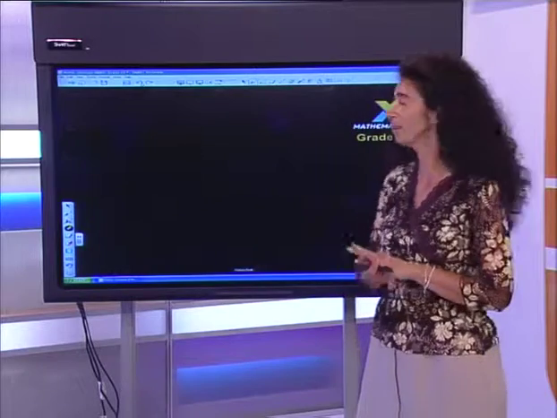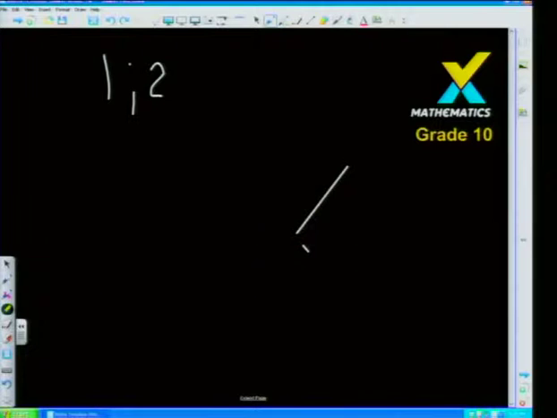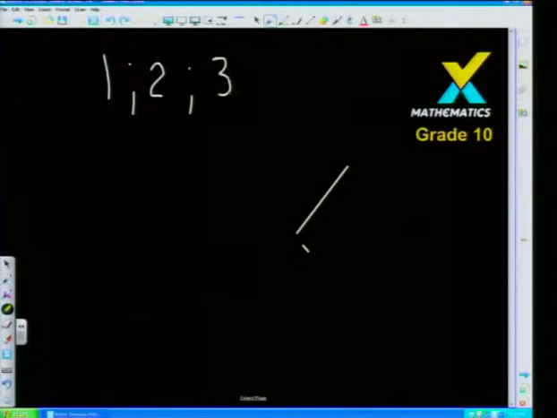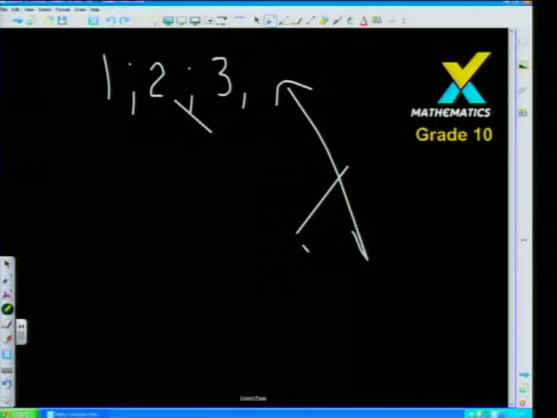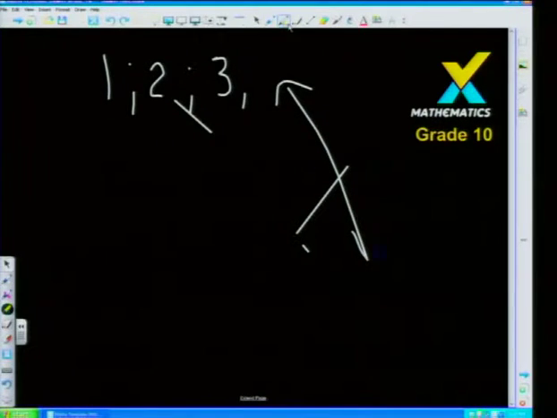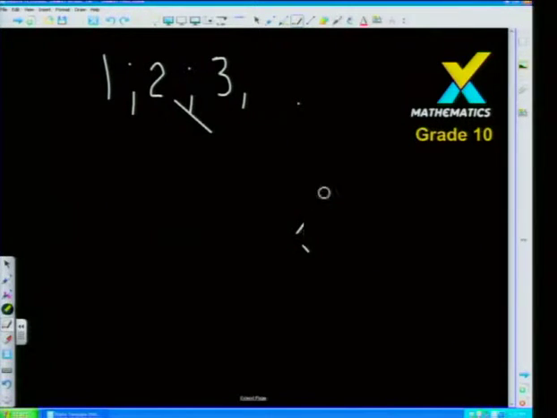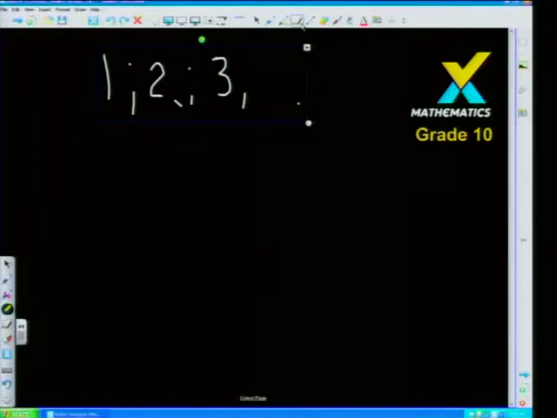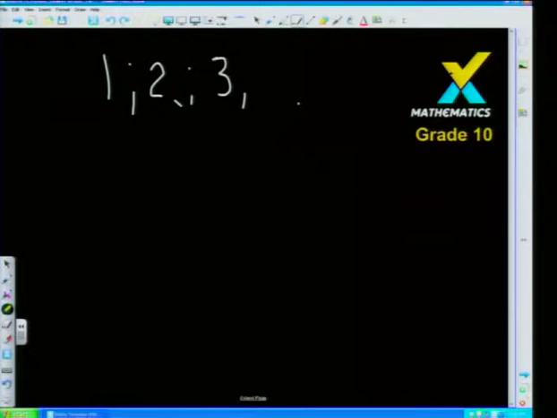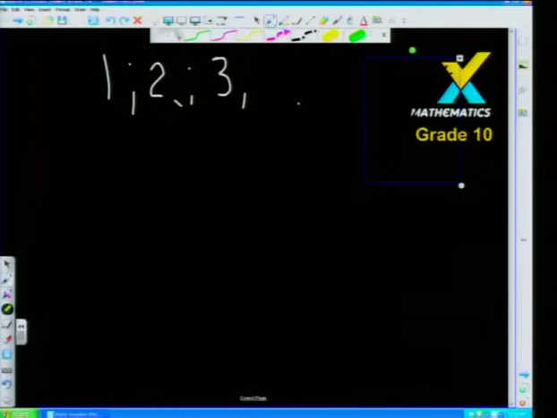So let's have a look at that sequence of numbers that you worked with in grade 1. If we looked at 1, 2, 3, 4, let's just see what the computer's doing. Just click that pen. There you go.